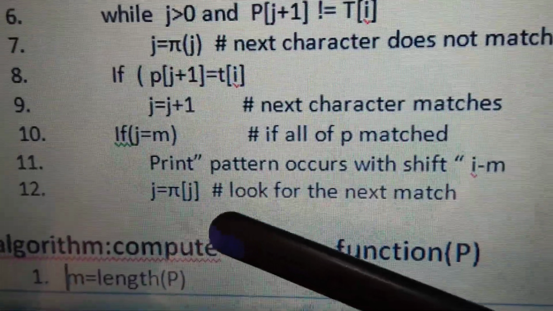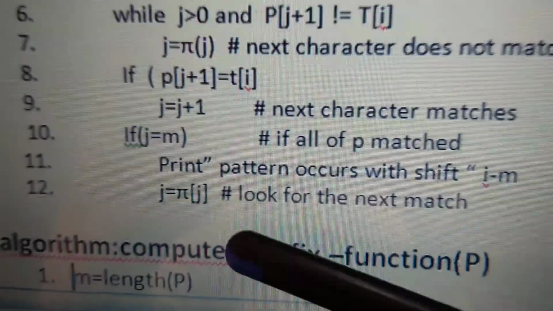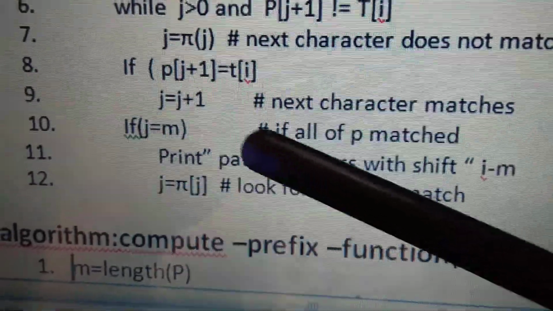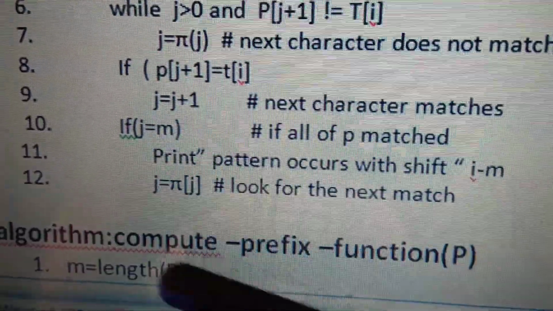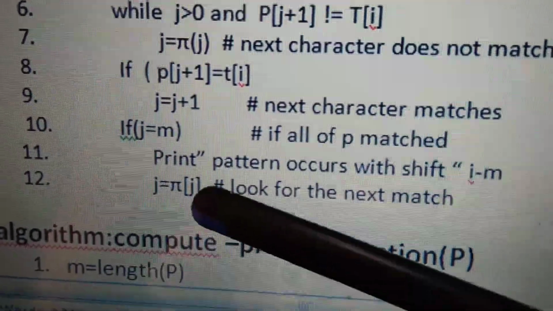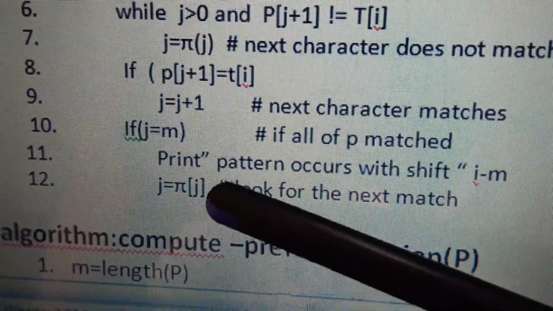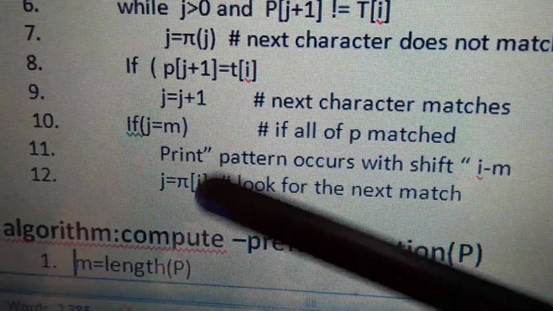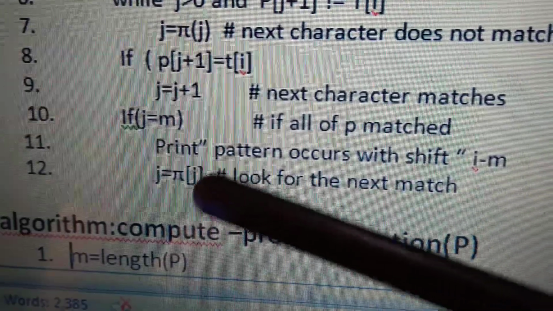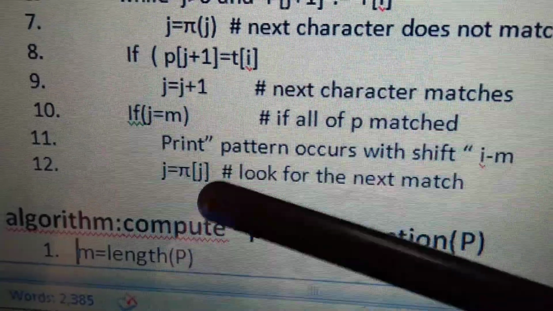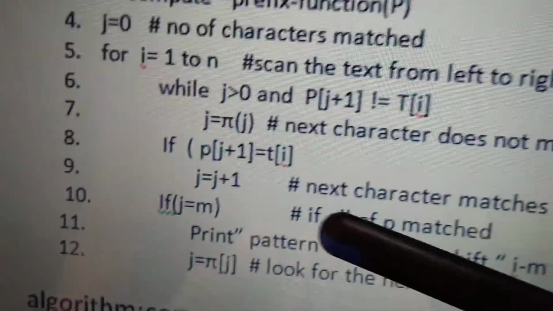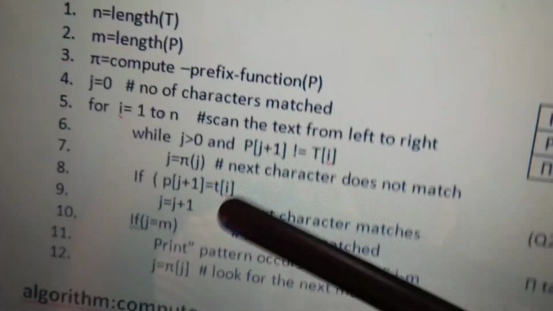Now j equal to pi of j, look for the next match. One match is finished. To start the next match, again we start j with pi of j, which means 0, so the pattern starts again from 0. So this is the overall algorithm for KMP.